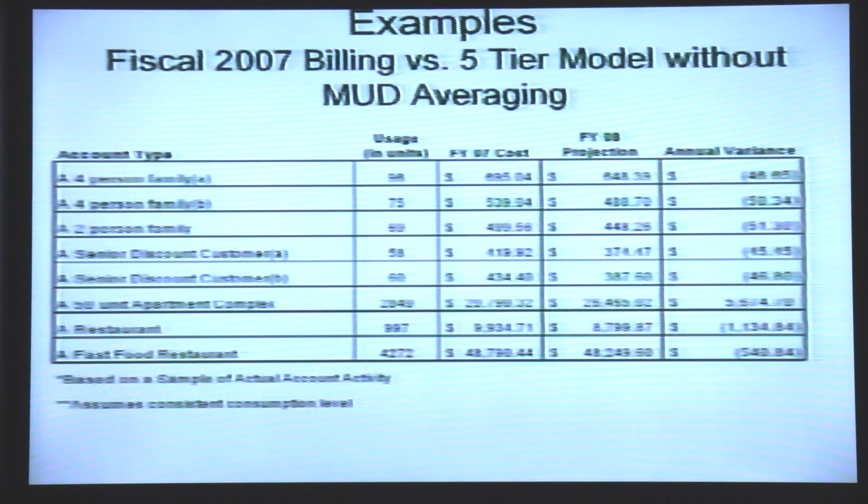A typical restaurant using 997 units of water would have a decrease of $1,134.84. And a fast food restaurant that uses 4,272 units of water would have a decrease of $540.84. All these examples assume that the consumption level of these entities would remain relatively consistent to the year that we've been studying, which is the prior year.